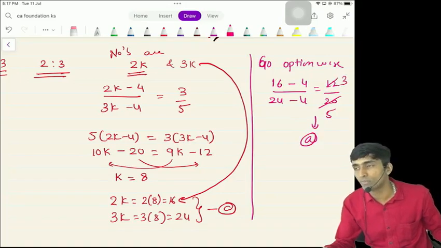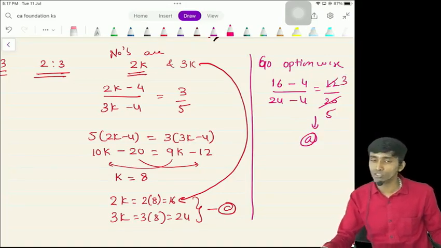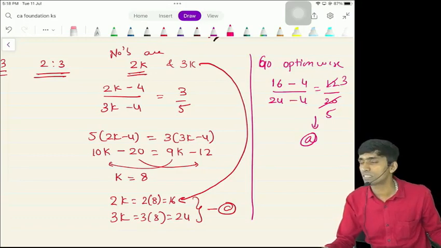In maths, believe me friends, for the majority of questions you have to substitute the answers. Majority of questions.